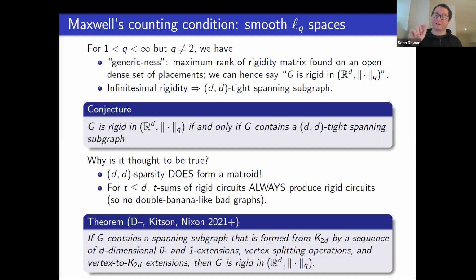The only one that's different is the vertex to K2D extension. You replace a vertex with a copy of K2D, which is a very non-Euclidean move, and then you just share the neighborhood edges around however you want. If you do any of these operations, the new graph will be rigid. Okay. And this is as much as we can say. We can say it for certain special cases, but at the moment it's still an open question. But we think it is true.